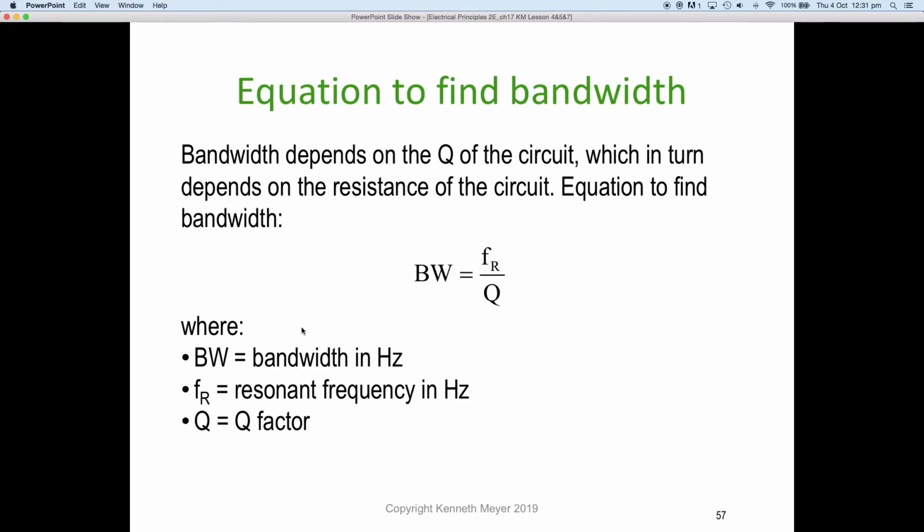So the equation to find the bandwidth. Bandwidth depends on the Q of the circuit, which in turn depends on the resistance of the circuit. So the equation is bandwidth is simply the resonant frequency divided by the Q of the circuit. So the bandwidth is a frequency bandwidth in hertz. FR is the resonant frequency, and Q is the Q factor or the quality factor. So the higher you can get the Q, the narrower the bandwidth will be.